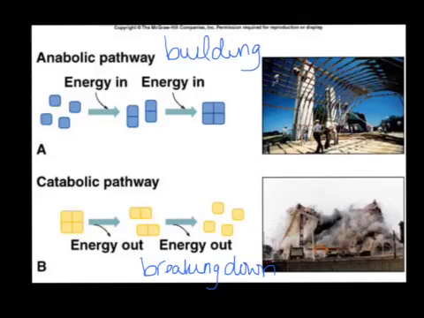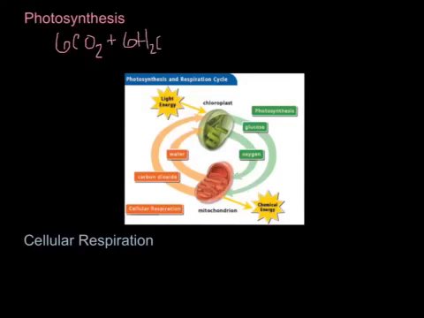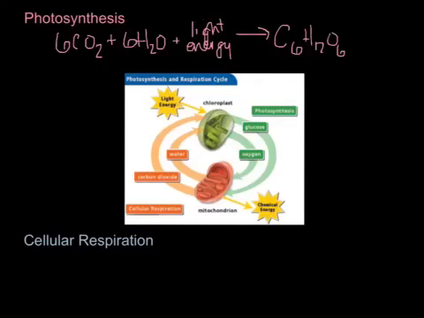So photosynthesis and cellular respiration are two different types of metabolic pathways. Recall that during photosynthesis, plants and other photosynthetic organisms use 6 molecules of carbon dioxide, 6 molecules of water, and light energy. And then they use all of those things to make glucose, C6H12O6, and 6 oxygen molecules as a waste product. That happens in the chloroplast. So carbon dioxide and water and light energy go in, and then glucose and oxygen come out.